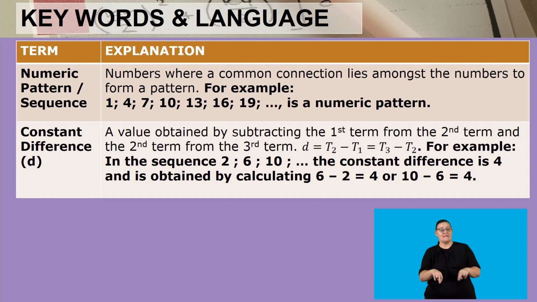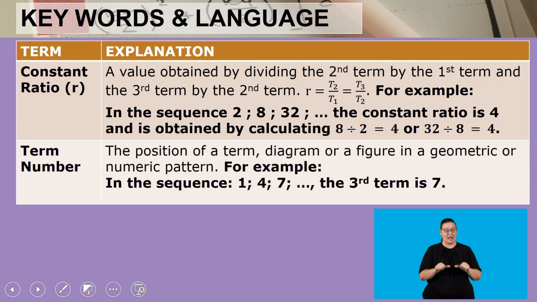Then we have a constant difference, which is represented by the letter D. And this is a value obtained by subtracting the first term from the second term and the second term from the third term. So D, the constant difference, says that the second term minus the first term is also equal to the third term minus the second term. So for example, in the sequence 2, 6, and 10, the constant difference is going to be 4, which is calculated by saying 6 minus 2, which gives us a 4, or we can say 10 minus 6, which again gives us a 4.